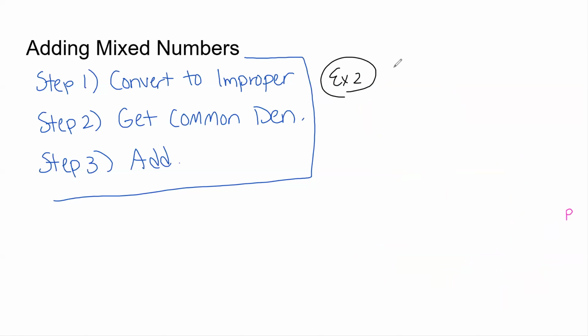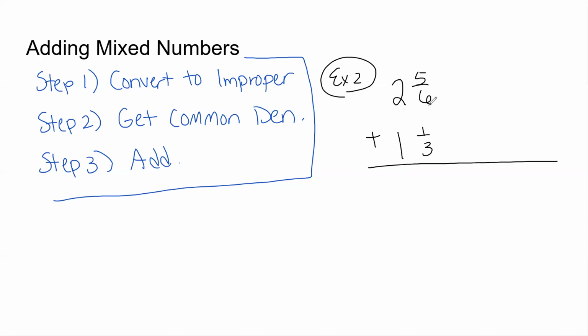Let's do, trying to find a good one here. Let's do 2 and 5/6 plus 1 and 1/3. Okay, so that is in vertical orientation. If you don't like it like that, feel free to rewrite it horizontally. And we're going to go to step 1, which is to convert both of those to improper.